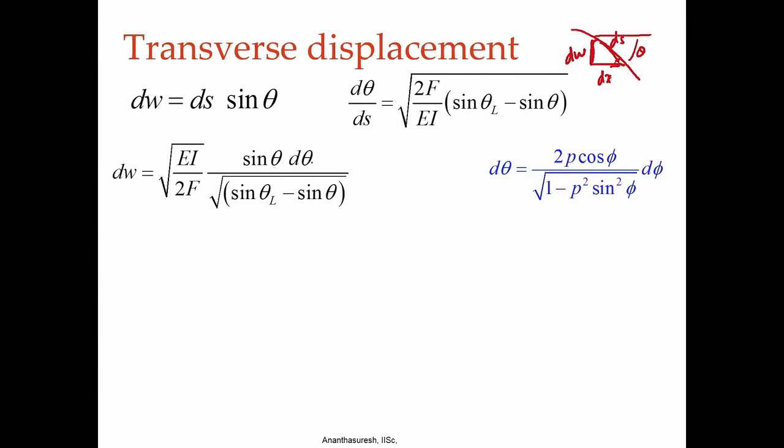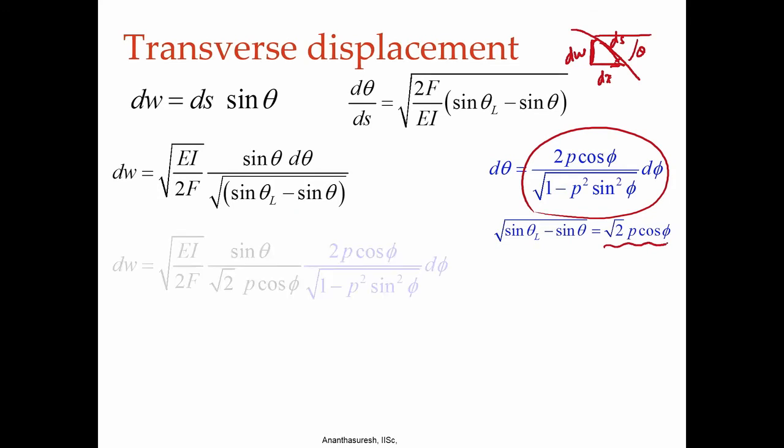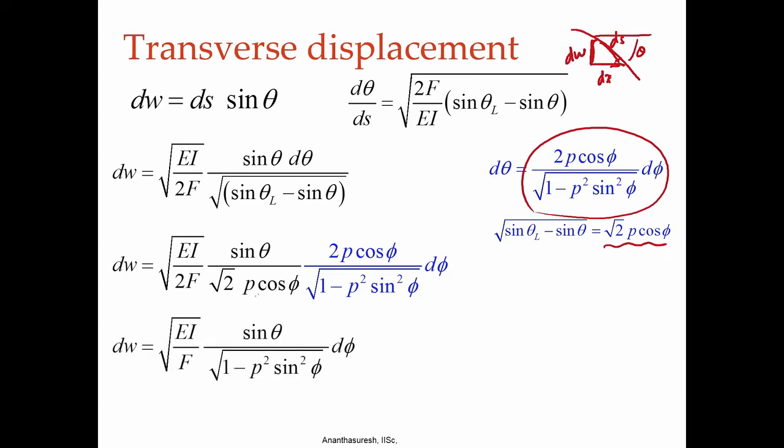And we had just done how to change variables from d theta to d phi. So, d theta we substitute this whole thing in terms of d phi, change of variables, and likewise we have this other equation, square root of sin theta L minus sin theta, which is square root of 2 times p cosine phi. Substitute, we get something like this, and we cancel a few things, p cosine phi, square root of 2 here, square root of 2 here, with that 2. Okay. So, we cancel those, we are left with this thing.